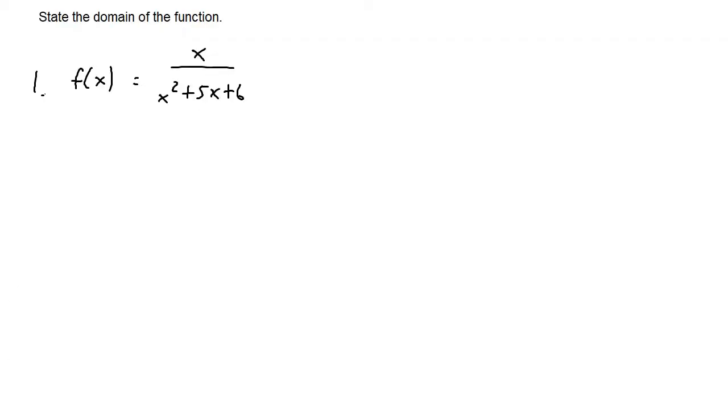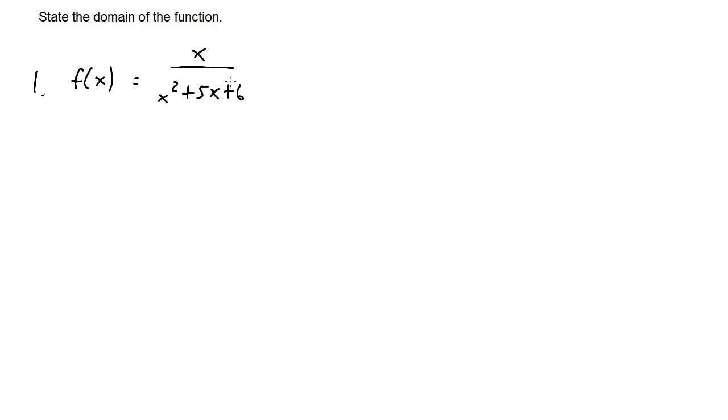So now for these next set of problems, we have to state the domain of the function. So for number 1, we have f of x equals x over (x squared plus 5x plus 6). Now in order to find the domain of the function, or in other words, in order to find the range of x values on which the function exists, it's easier to first find where the function does not exist, then we can go ahead and state the domain.